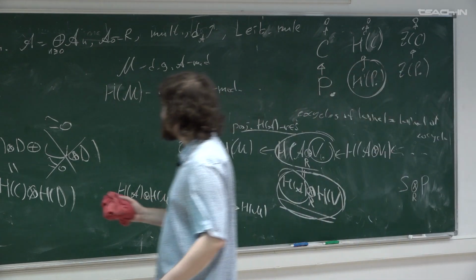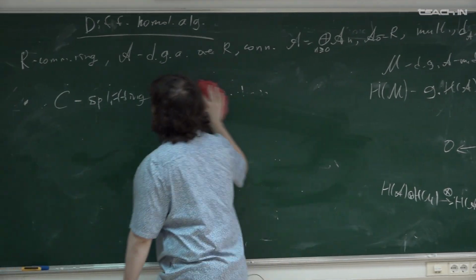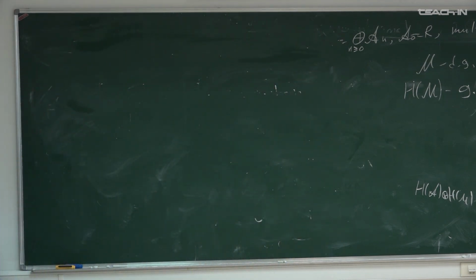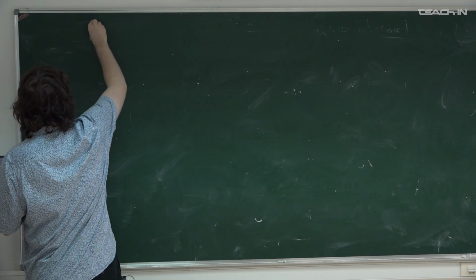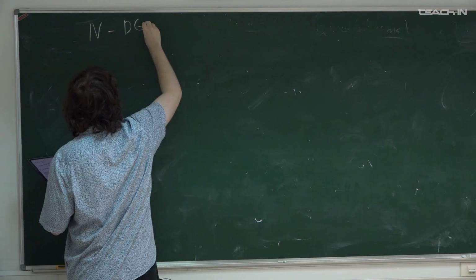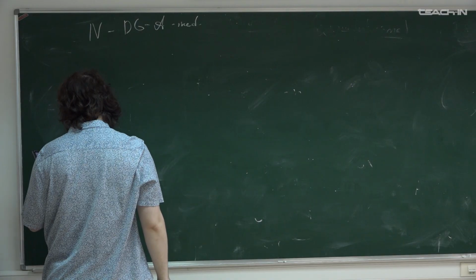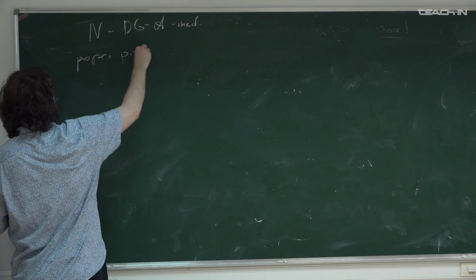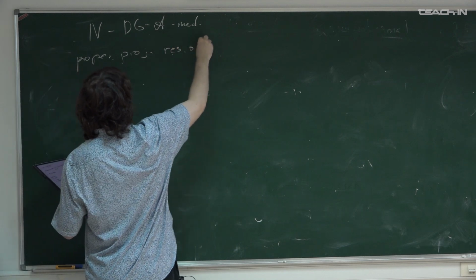Okay. That's all, that's our construction. Now, about differential graded Tor. Let N be our differential graded A module. Now consider some proper projective resolution, which we constructed a second before, a resolution F of N.